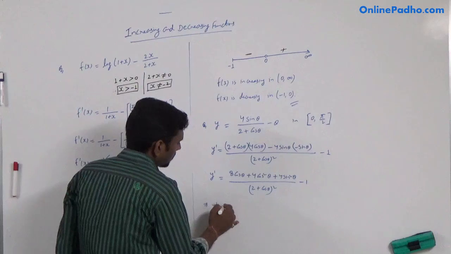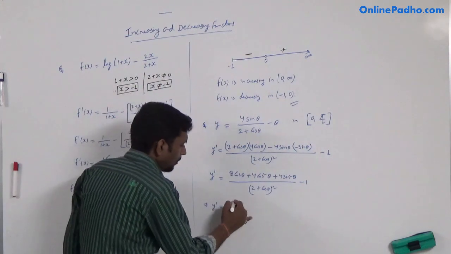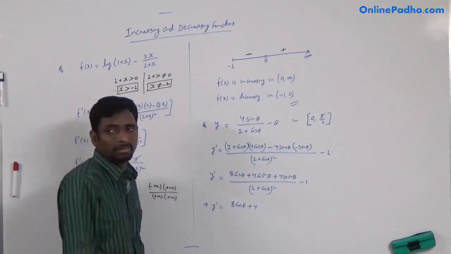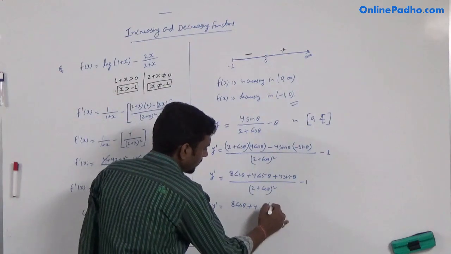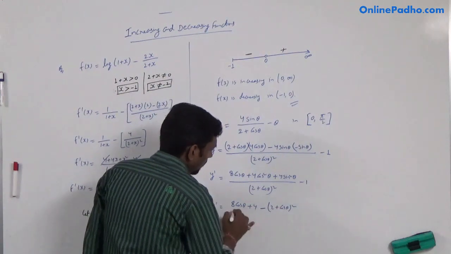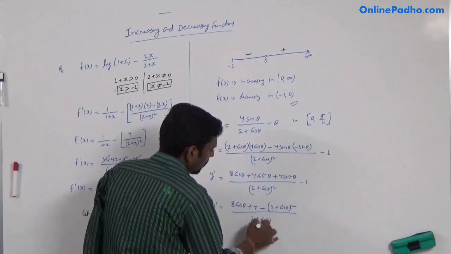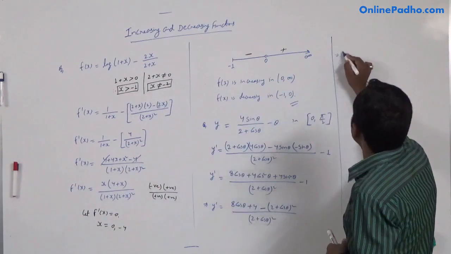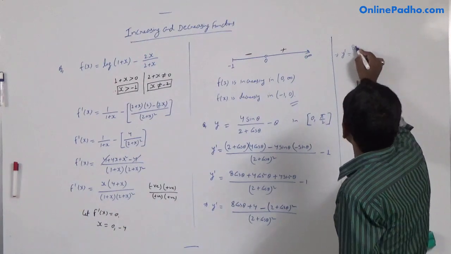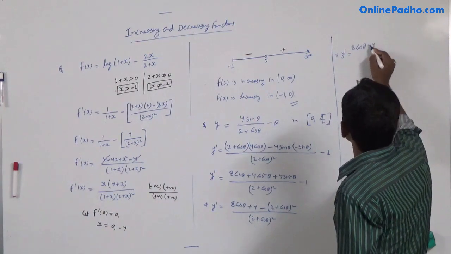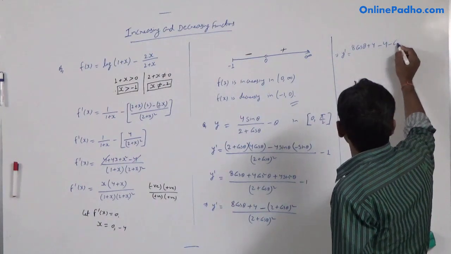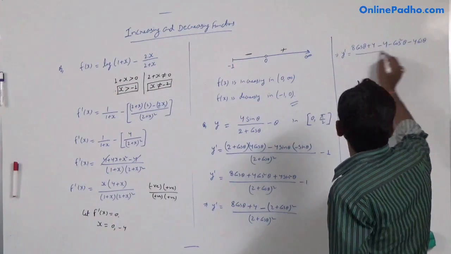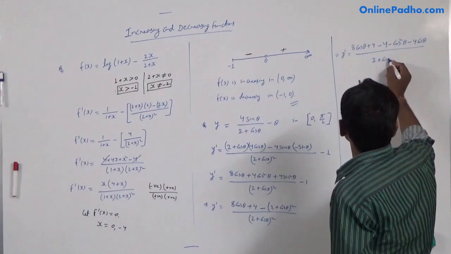Simplify this. We need to write the answer in the factors form. 8 cos theta plus 4, if we take 4 common, remaining part cos square theta plus sin square theta, that is 1, minus (2 plus cos theta) whole square, divided by (2 plus cos theta) whole square. Now we need to simplify this. Therefore, y dash can also be written as 8 cos theta plus 4 minus 4 minus cos square theta minus 4 cos theta, divided by (2 plus cos theta) whole square.